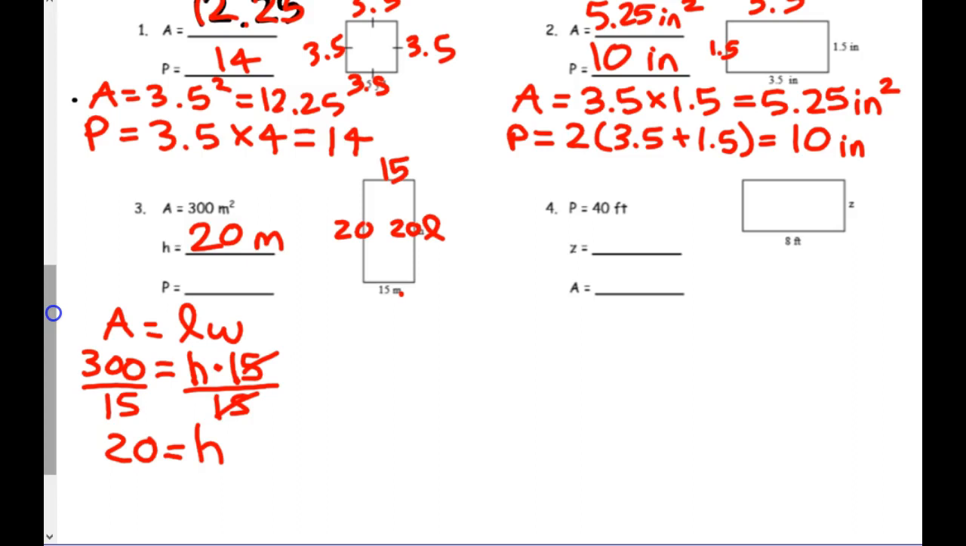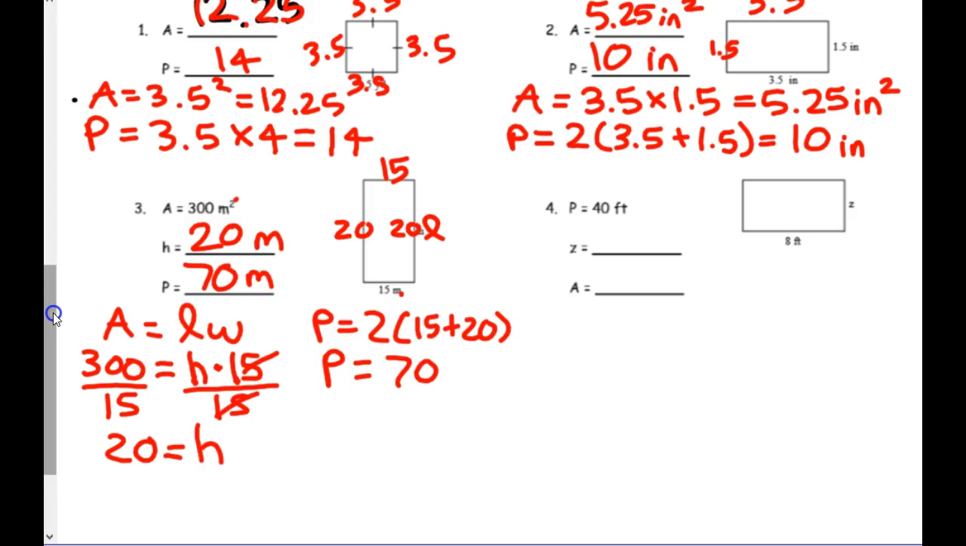Yes, you can. So P equals 2 times 15 plus 20. That's one way you can do it, or you just add up all 4 sides. And that gives you what? 70. Now you tell me, is 70 in meters or meters squared? Just meters. The only thing that's squared is area. And it's already on there, right? Right there. Okay, now we go to number 4.